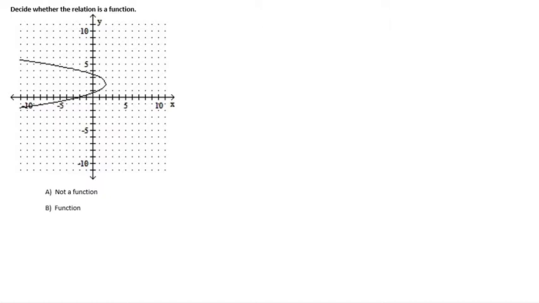being called a function. And what we're going to employ is known as the vertical line test. We're going to use the vertical line test. So the vertical line test has us look for a location.